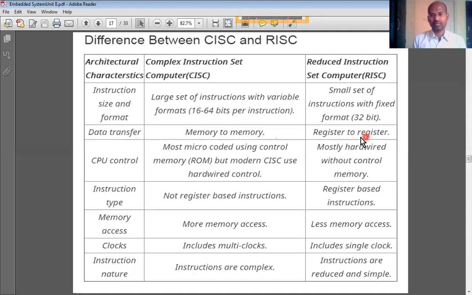Register to register. Most of the time, all the instructions, add instruction or sub instruction or multiplication instruction or any instructions like that, they talk to the registers, not to the memory directly. Whereas here, many instructions can talk to the memory. That is not the case with RISC, where the ALU is connected only to the registers directly. It is not connected to the memory unit.